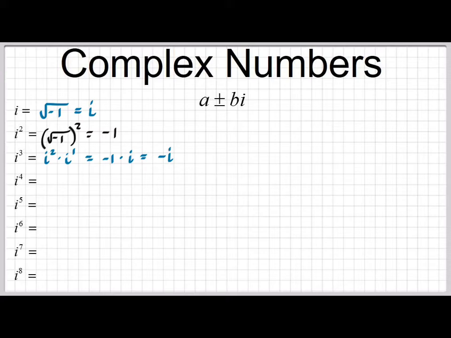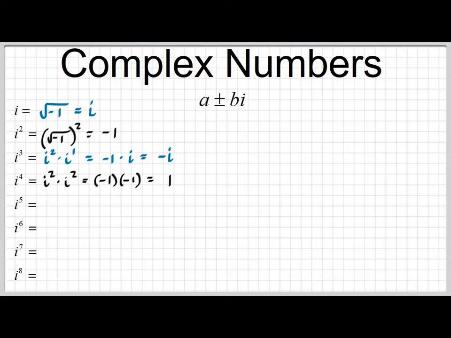Okay, and then we have i to the fourth. Don't worry, we're almost done. It says i to the second times i to the second. What is i to the second? So this is really saying -1 times -1. Are you guys cool with that? And what does that equal? Uno. All right.